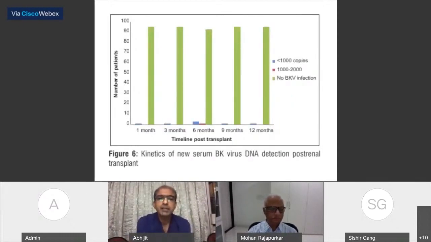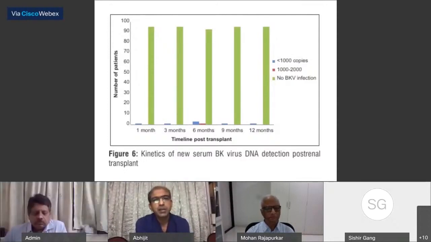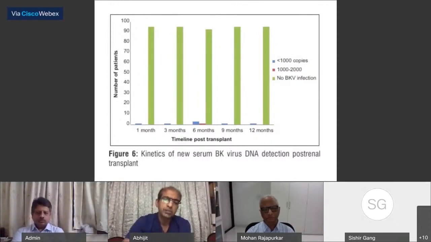Kinetics of new serum BKV DNA detection post-renal transplant. Again, similar to CMV, one could see that the majority of the patients did not have any BKV infection, whereas 6 months down the line, a proportion of patients, less than 10%, actually had detectable copies, but none of them had copies which were pathological.